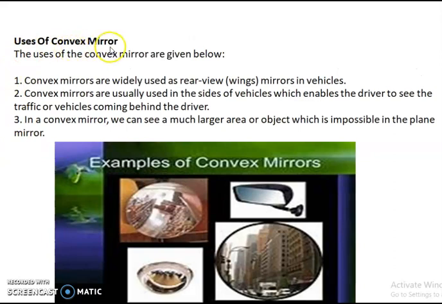Uses of convex mirror. The uses of convex mirror, they are widely used as a rear view or wing mirror in the vehicle, because we can see the objects behind us and they will give us a diminished view. So convex mirror is usually used in the sides of the vehicle, which help the driver to see the traffic or the vehicles which are coming behind the driver.